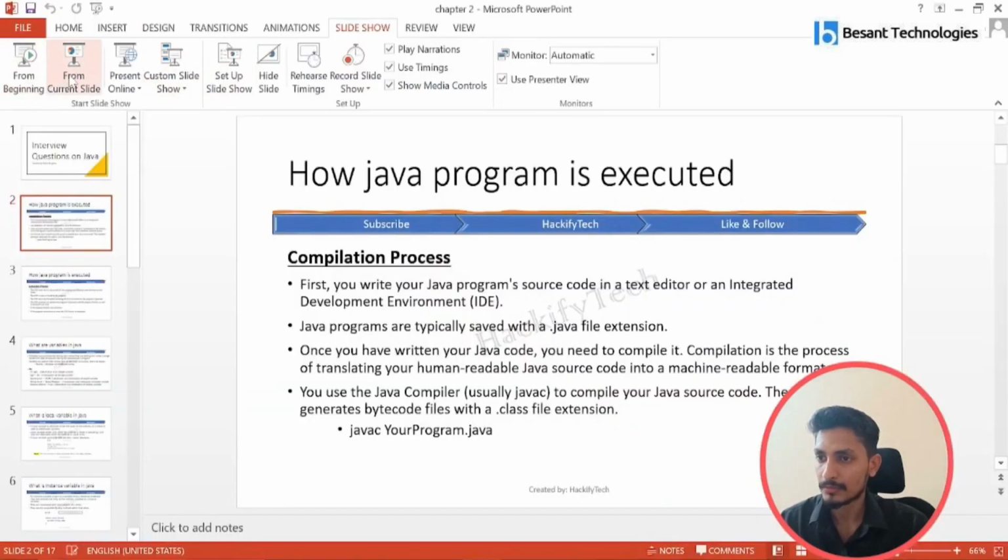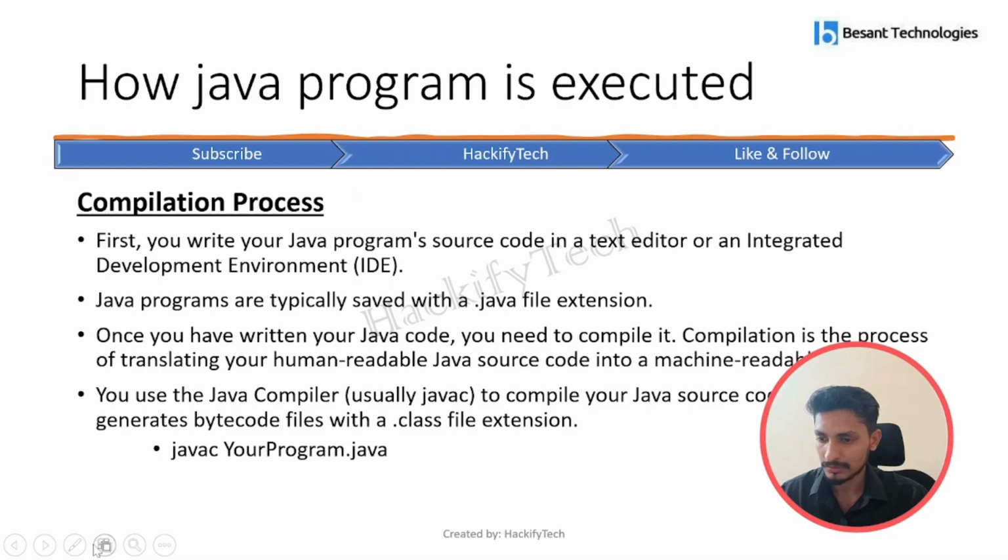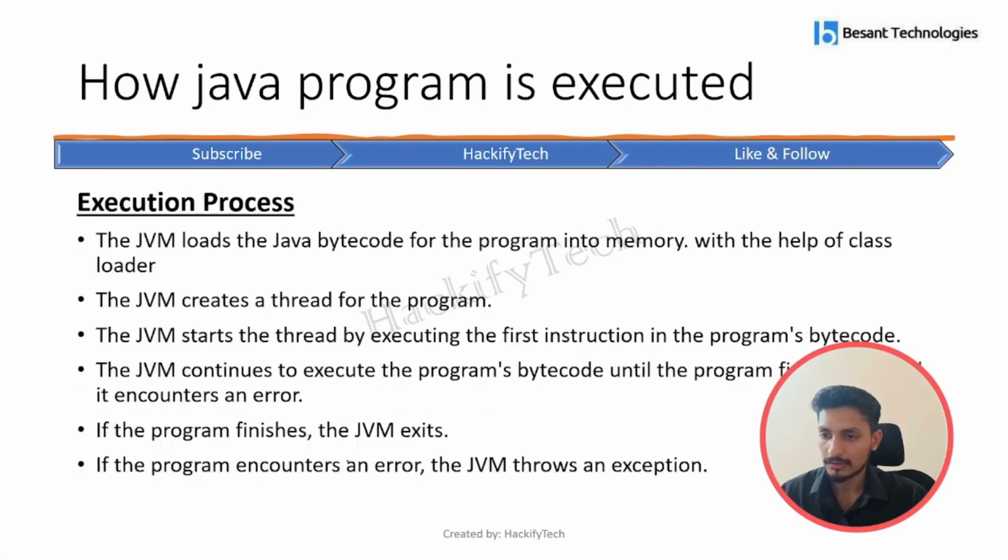Okay, so from the current slide, just select the file. We have given this command, where we have passed our Program.java file as well. In the execution process, the JVM will load the Java bytecode program into memory. Basically, with the help of the class loader, all your bytecodes are loaded into the JVM, and the JVM will create a thread for your program.